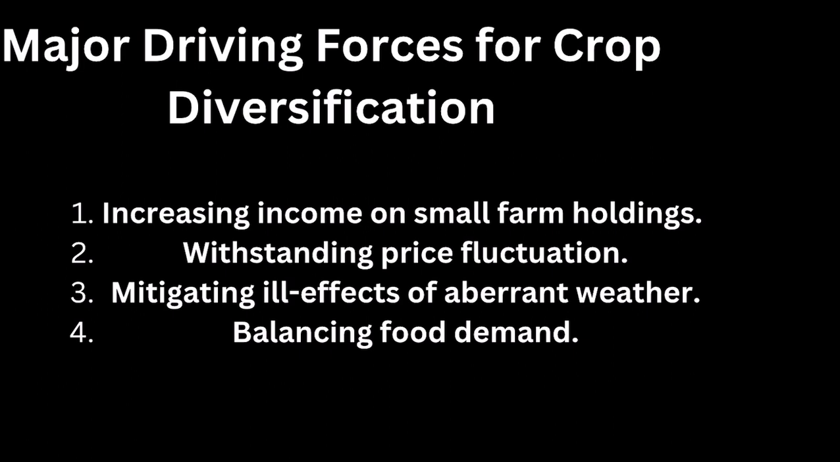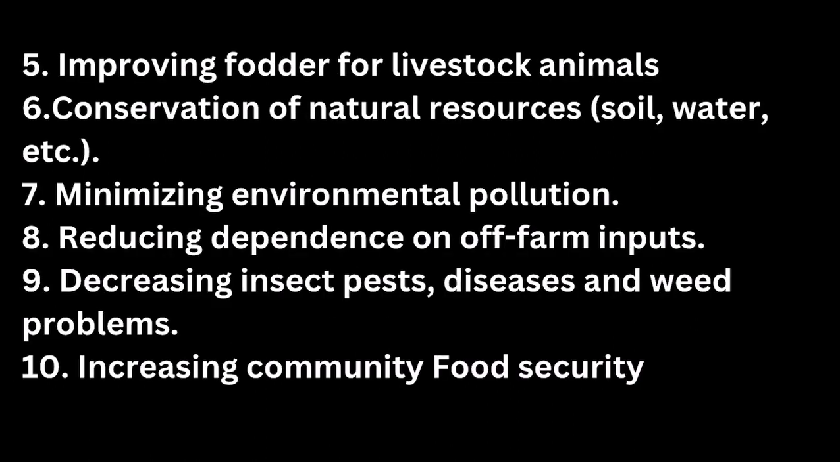Next is mitigating ill effects of aberrant weather. Fourth is balancing food demand. Next point is improving fodder for livestock animals. Sixth is conservation of natural resources, soil, water, etc. Next is minimizing environmental pollution. Next is reducing dependence on off-farm inputs, decreasing insects, pests, diseases and weed problems. Last point is increasing community food security.